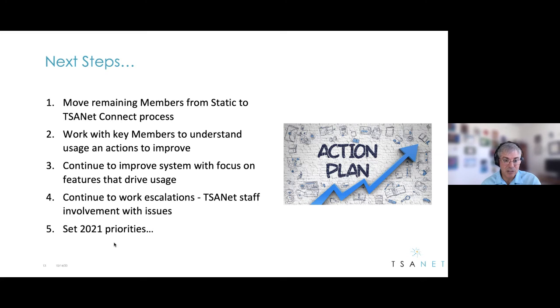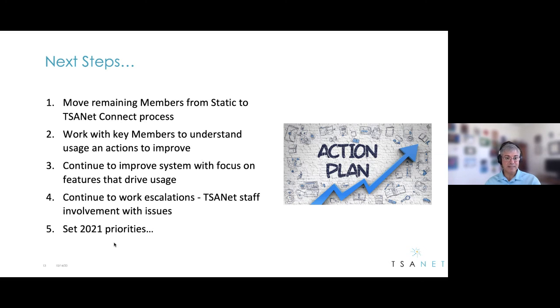viewpoint, we are continuing to be involved in any type of escalation issues. Of course, we're involved with helping understand usage. And that goes without saying, if you're having any questions or you would like us to do analysis on your data and work with you, we're very, very happy to do that.